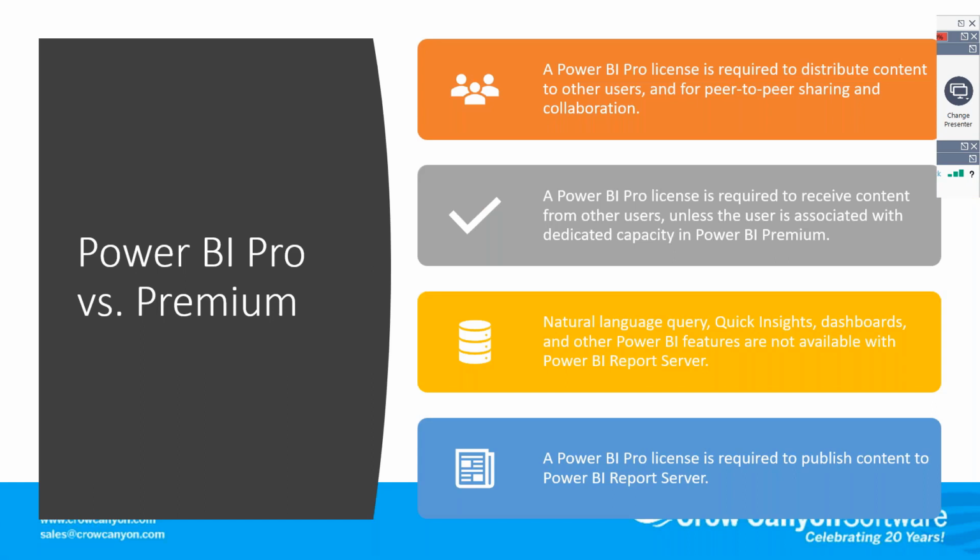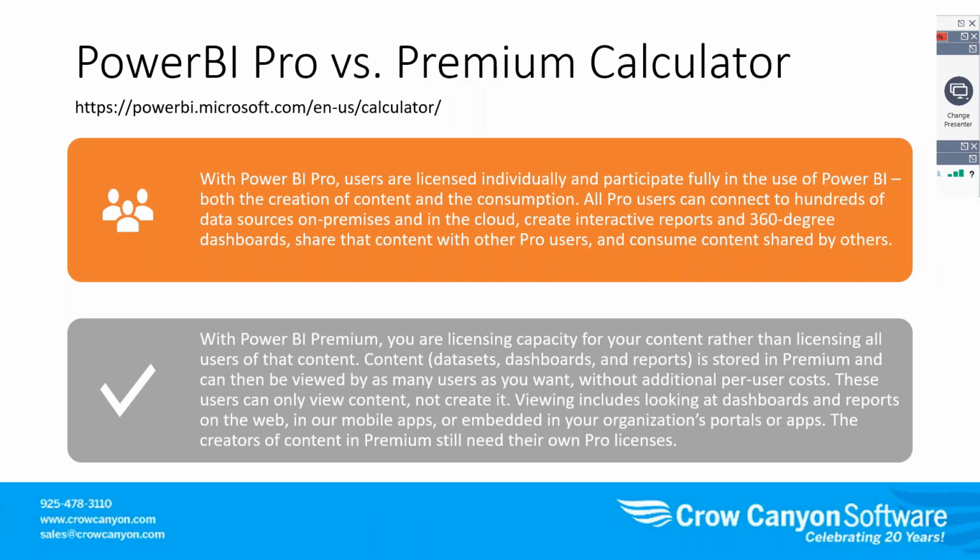There are some differences here, and I'm about out of time, but basically the Power BI Pro license is required for distributing content to other users and for peer-to-peer sharing, and as well publishing to the BI report server. The Power BI Premium is really for those large enterprises with thousands of users. So that's where that comes in. And there is a calculator out there. I have wrestled with that calculator, but that starts to reveal the behind the scenes. If I had time, I would jump into that calculator, but I don't.